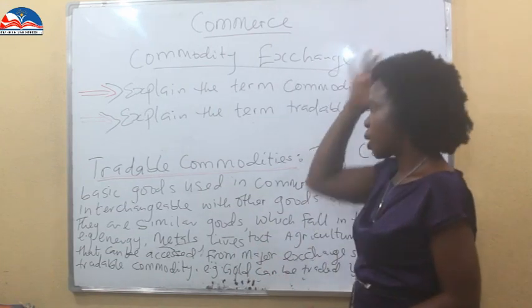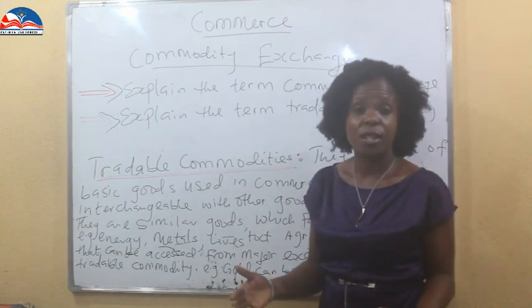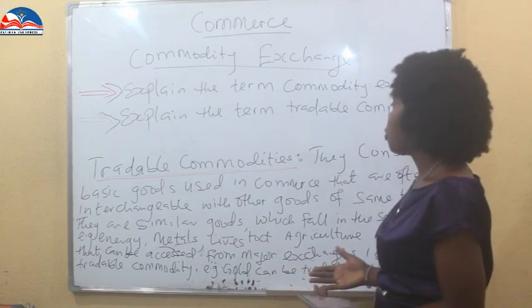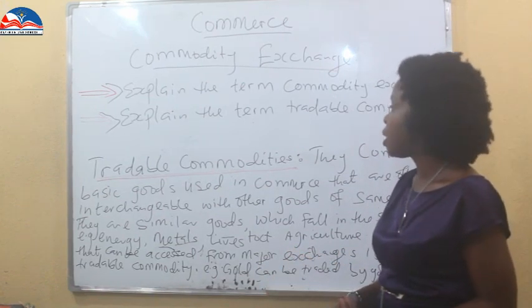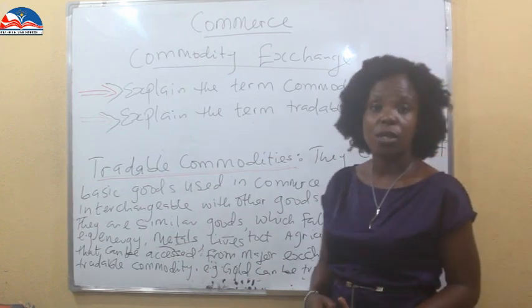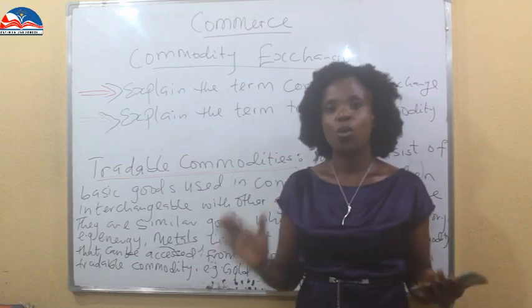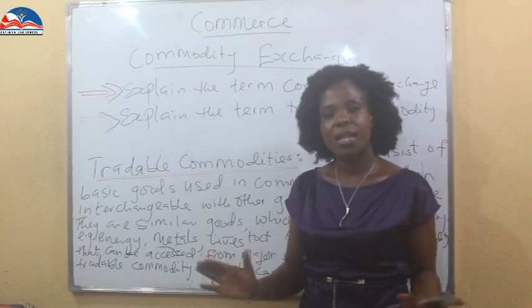So, we'll talk about tradable commodities. What are tradable commodities? They are commodities that can be traded on exchanges. And these tradable commodities are often interchangeable with other goods of the same type or similar goods. For example, gold can be traded for gold, cattle for cattle. So metals can be traded.